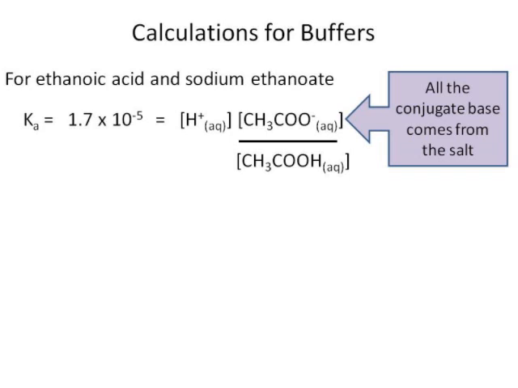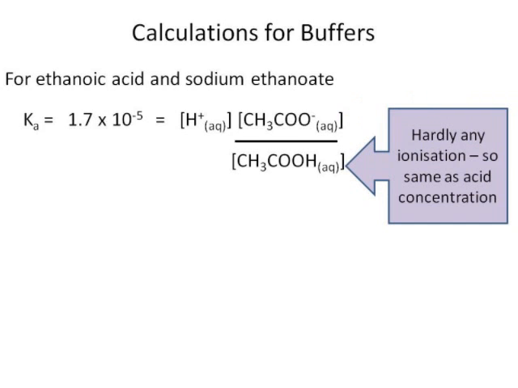Now we can make some assumptions again, as we did before. The first assumption is that all the conjugate base comes from the salt, because the salt fully dissociates and the acid only very partially dissociates. Second assumption is that hardly any ionization of the acid occurs, so the acid concentration is the same as the concentration at the start when you made up the solution.